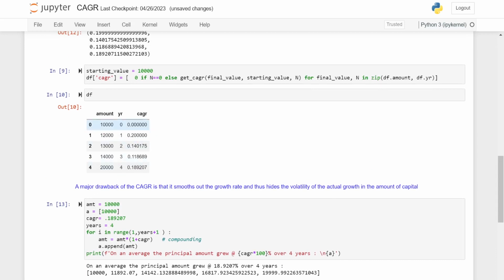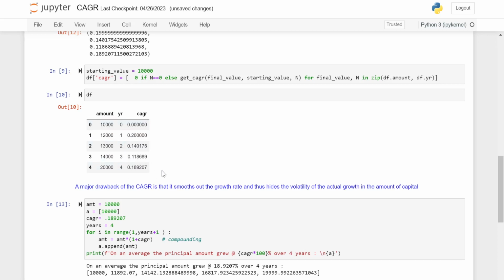Look, after 1 year, the rate of growth has been 20%. After 2 years, the average rate has been 14%. After 3 years, the average rate has been 11.86%. After 4 years, it is 18.92%.